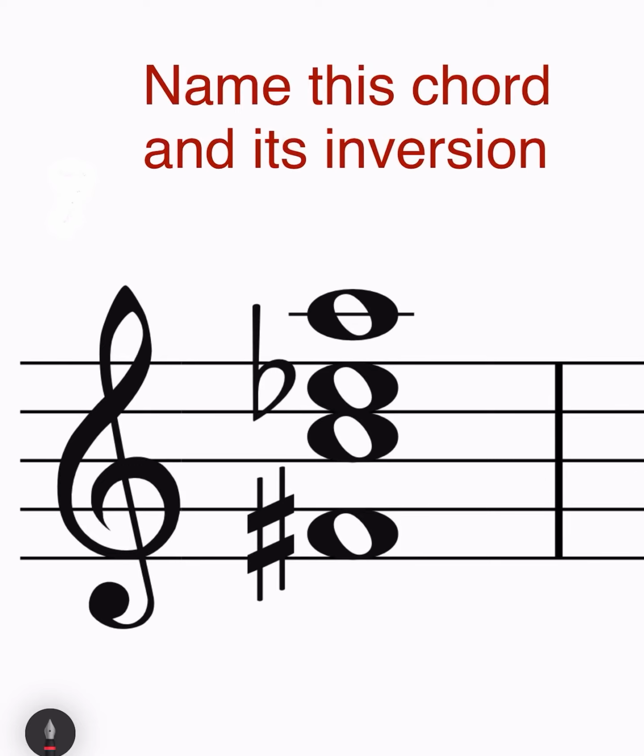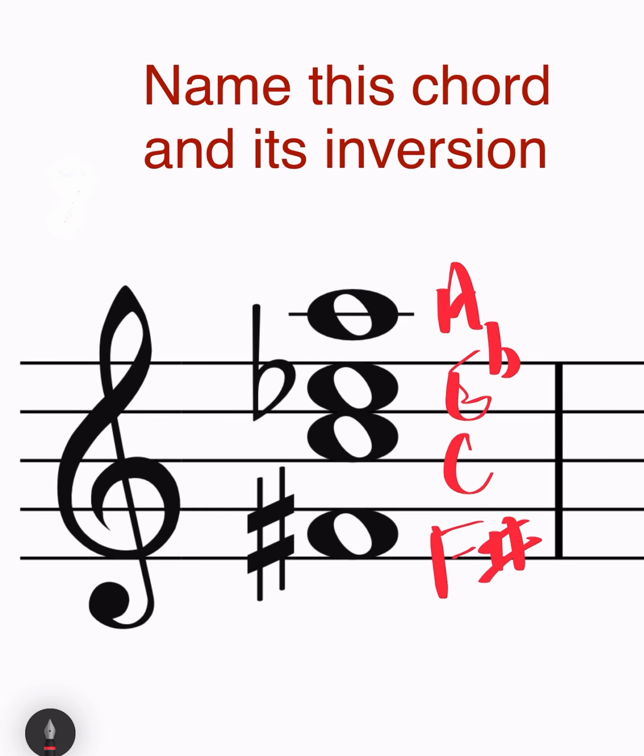Name this chord and its inversion. Here's what's written from low to high. And together you get this. Okay, so the written notes from low to high are F sharp, C, E flat, and then on top we have an A.